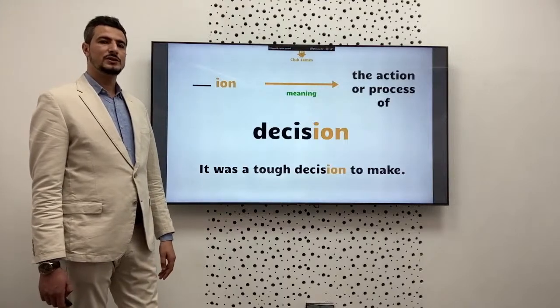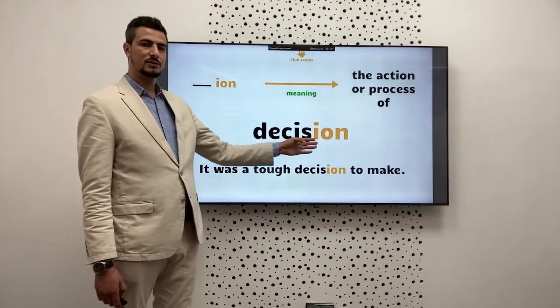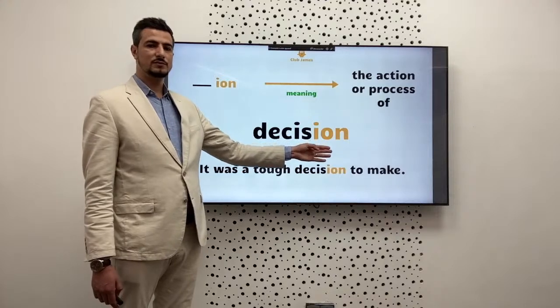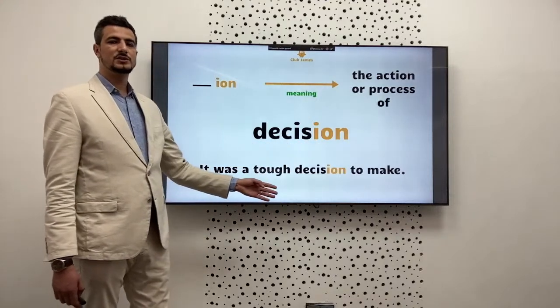The same example with decide, decision. Decide, decision. It was a tough decision to make.